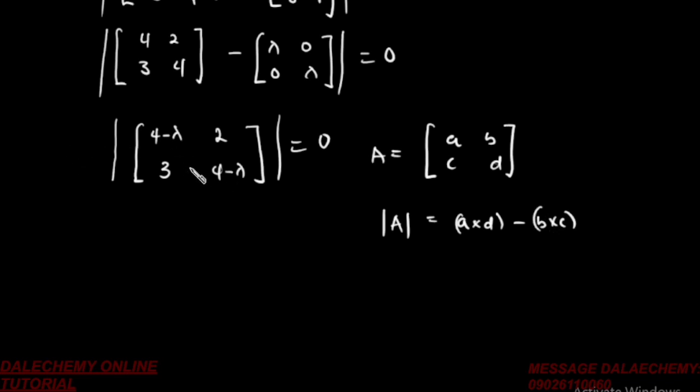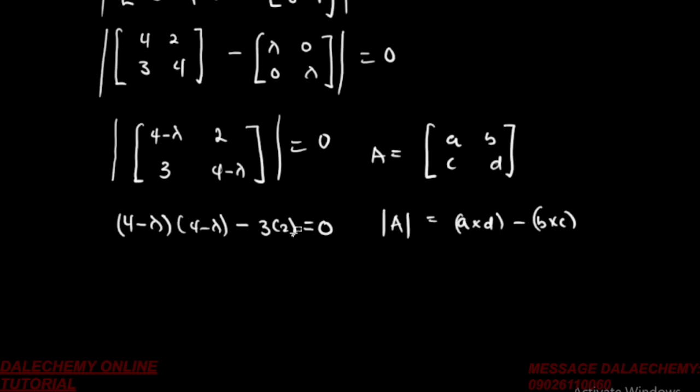So if you want to do that for this matrix now, that's going to be 4 minus lambda times another 4 minus lambda, then minus 3 times 2 equal 0, because this determinant is equal 0.